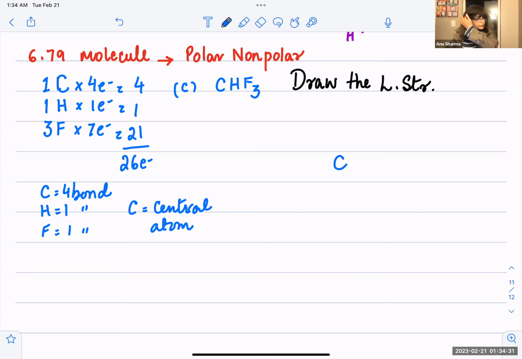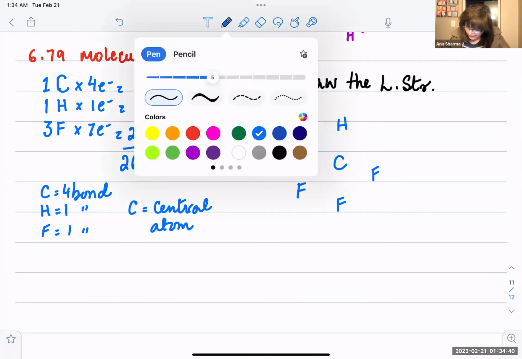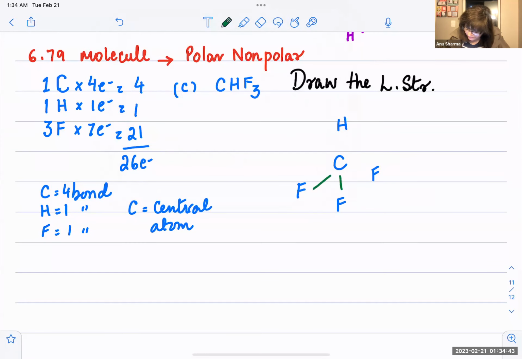Now, which side to put what? So let's put hydrogen just for the sake of symmetry, and the fluorines on the other side. Okay, this side. Now, you're going to connect them with a single bond. So single bond uses 1, 2, 3, 4, 5, 6. So 26 minus 6 electrons, and you're left with 20 electrons. So where are you going to put the 20?